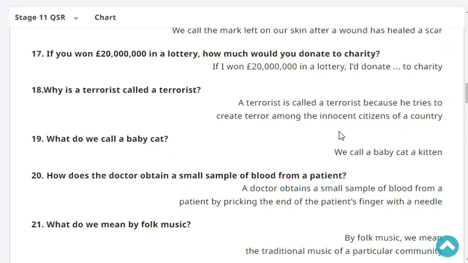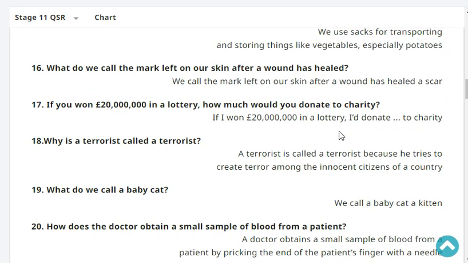One more. We call the mark left on our skin after a wound has healed a scar. Very good.